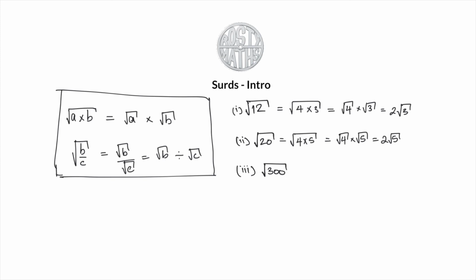So on this last one, the biggest square number that goes into 300 is 100 because 100 times 3 is 300. Again, it looks like that. So we split it up, square root of 100 times the square root of 3. The square root of 100 is 10 because 10 times 10 is 100. So the final answer here is 10 root 3. And therein ends the introduction video on surds.